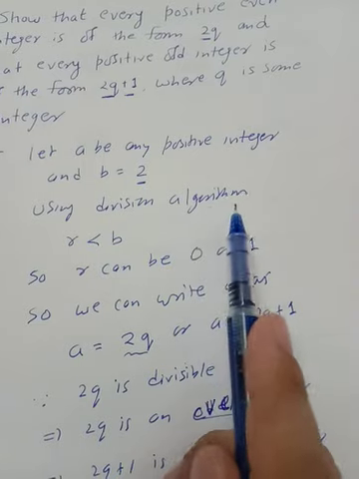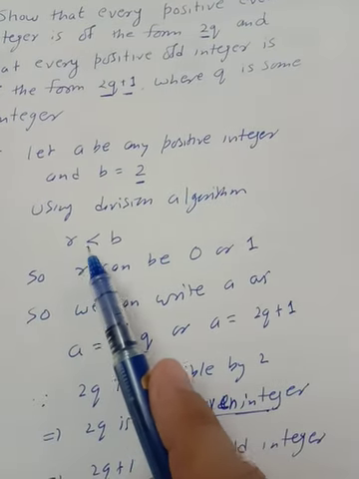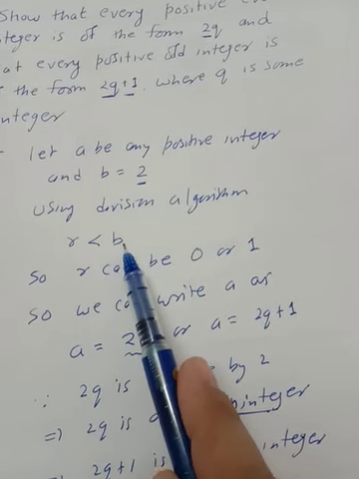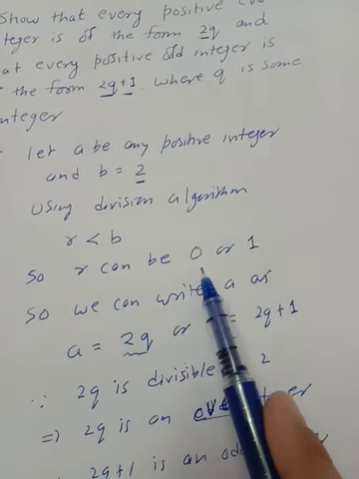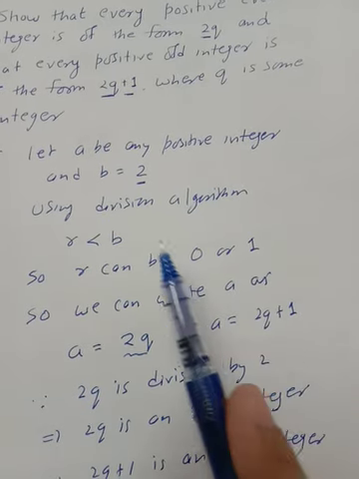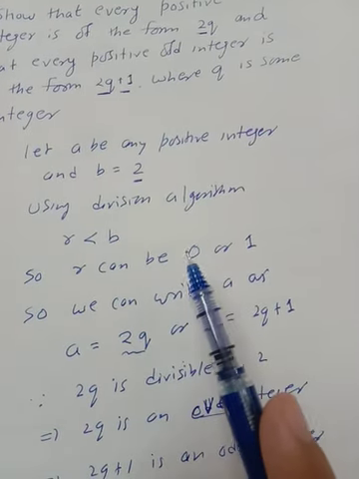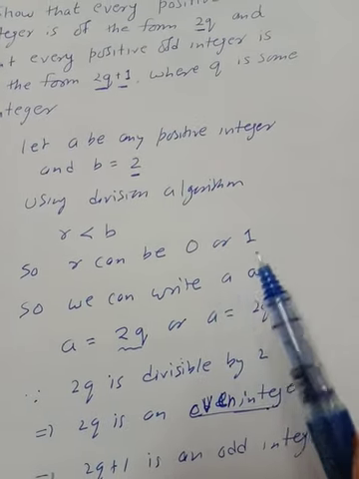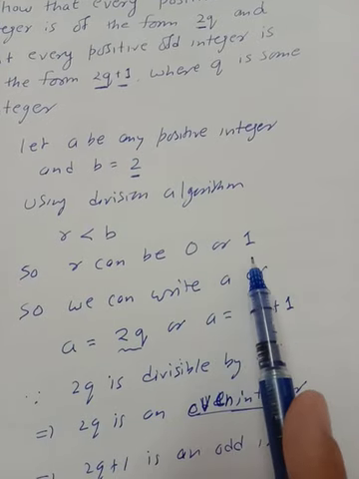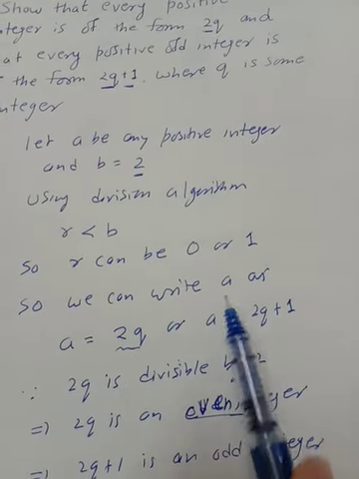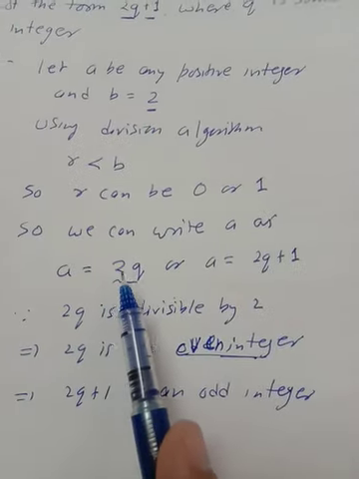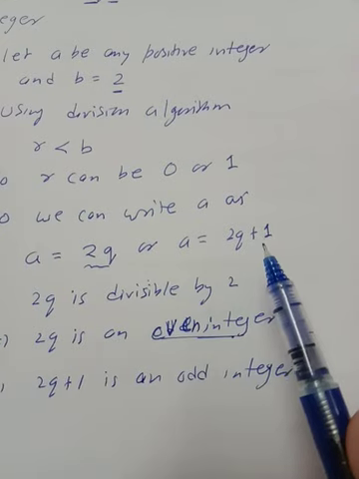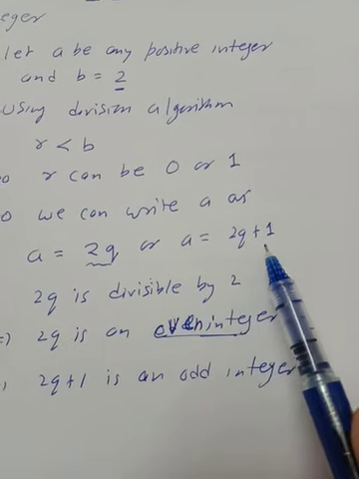Then by using the division algorithm, we know that the remainder is always less than b. So r is less than b, which means r can be either 0 or 1, because it must be less than 2, so only two values are possible. The remainder can be 0 or the remainder can be 1. So we can write a in two different forms: either 2q when the remainder is 0, and 2q plus 1 when the remainder is 1.